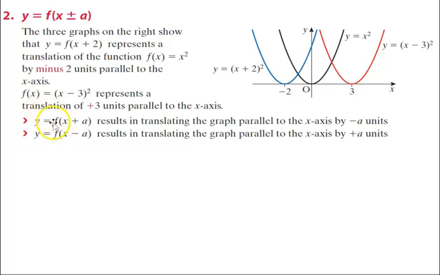So y is equal to f of x plus a, a positive value, results in translating the graph parallel to the x-axis by minus a units, so basically to the left. y equals f of x minus a, a negative value for a, results in translating the graph parallel to the x-axis by positive a units, so moving it to the right. So if it's positive inside the brackets, we move it to the left. If it's negative inside the brackets, we move it to the right.